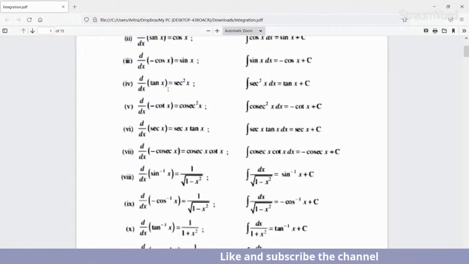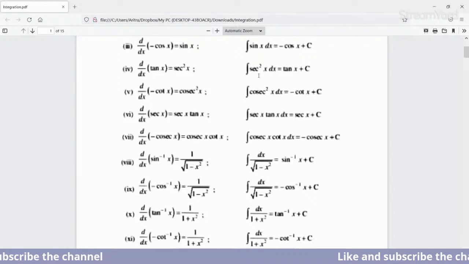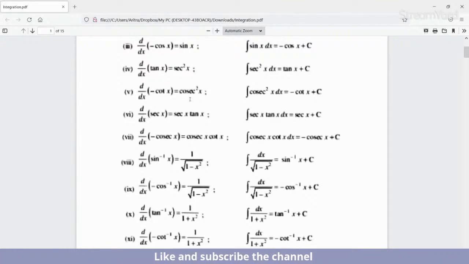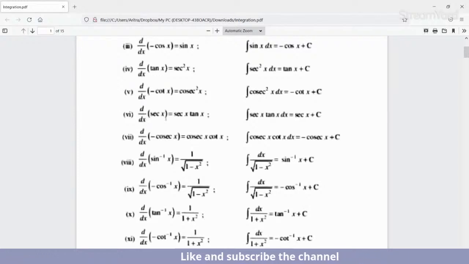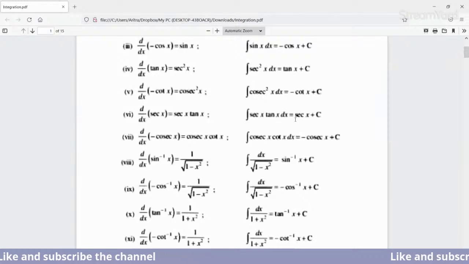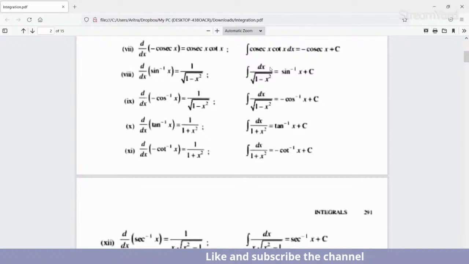Similarly for tan x, in differentiation it gave sec square x, so in integration it's again reverse. Sec square x dx is equal to tan x plus c. Similarly, differentiation of cot x is minus cosec square x, so in integration, integrating cosec square x dx will give you minus cot x plus c. Then d/dx of sec x is equal to sec x tan x, so integration of sec x tan x dx is equal to sec x plus c. Then comes integration of cosec x cot x dx is equal to minus cosec x plus c.